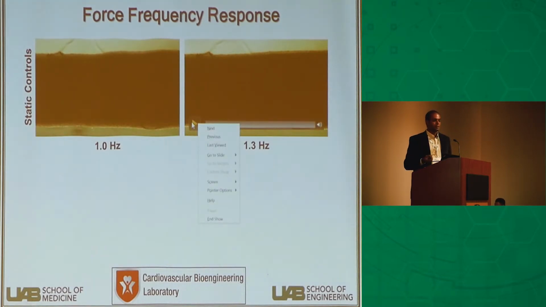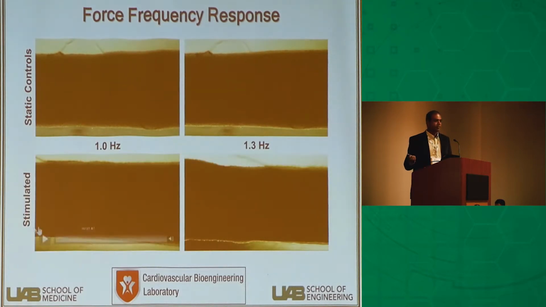These are the static controls. The first one's at 1 hertz and the other one's at 1.3 hertz. You should really not see any difference between those. If anything, the 1.3 hertz has much lower fractional shortening compared to the other. But with the stimulated samples, you clearly see that the fractional shortening, which is obtained using video analysis of these videos, is increased at higher frequencies. I've actually changed the contrast here so you can see the fiber move a little more.